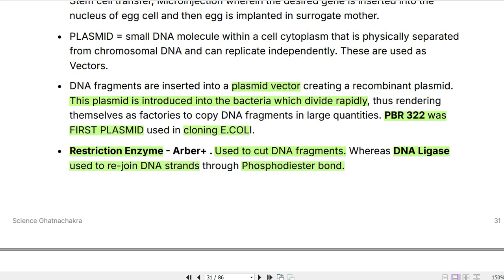So the desired DNA fragments are inserted into a plasmid vector, creating a recombinant plasmid. This plasmid is introduced into the bacteria which divide rapidly. So the DNA fragments are attached with a plasmid vector, and then that plasmid vector has to go into a bacteria which has the potential to multiply. In case of cloning Escherichia coli, it was pBR322. Remember this name, it was the pBR322 plasmid.